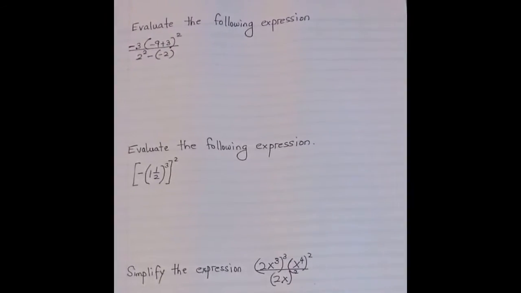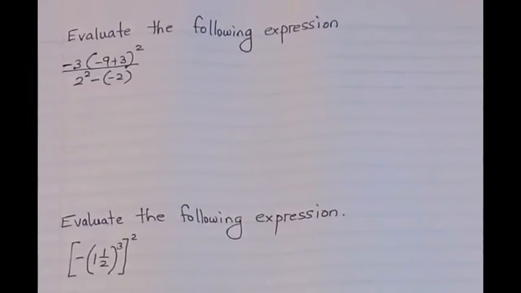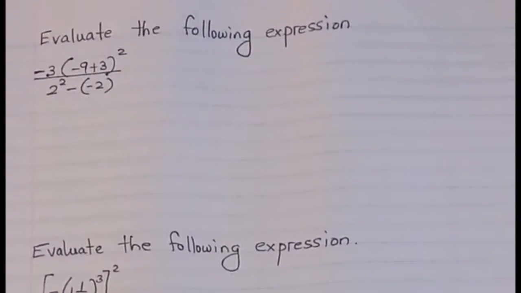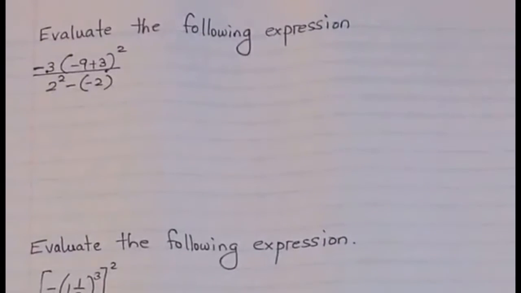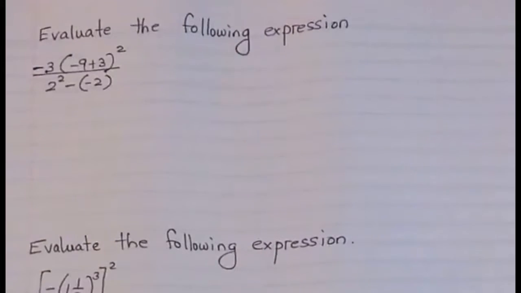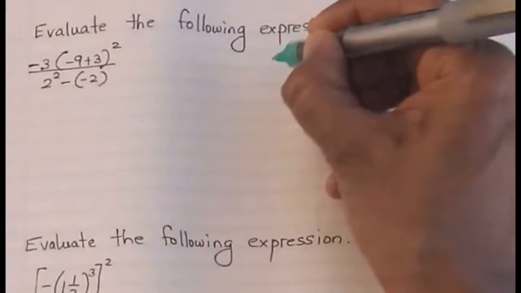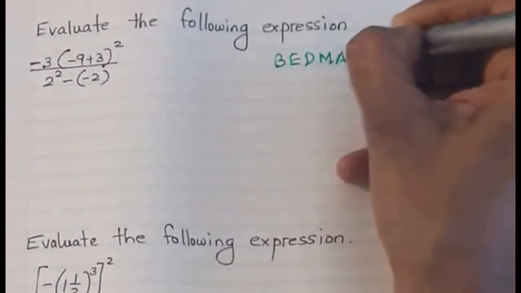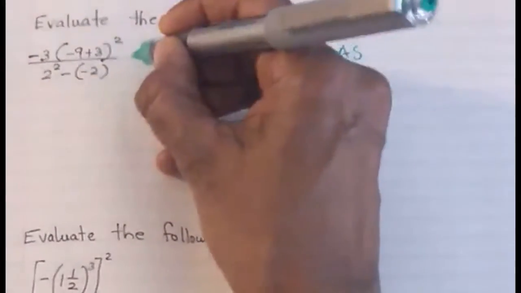Let's look at these questions on simplifying and evaluating algebraic expressions. So the first question is: evaluate the following expression. When you evaluate or simplify algebraic expressions, we have to remember the order of operations. So we have to do the brackets first. We do have one, so let's work with that.